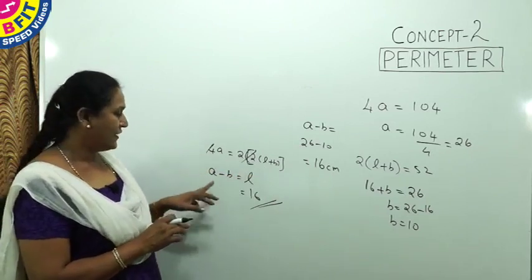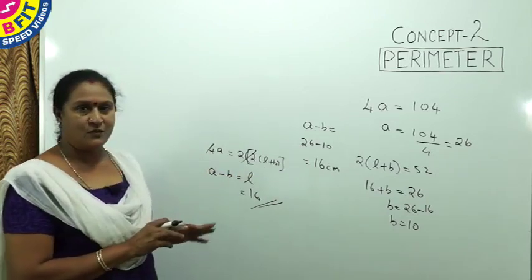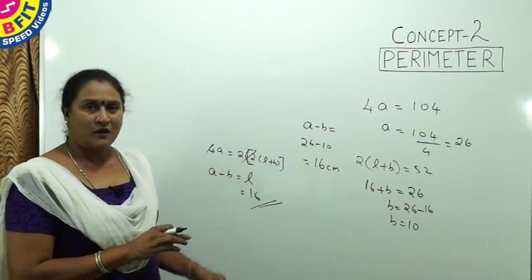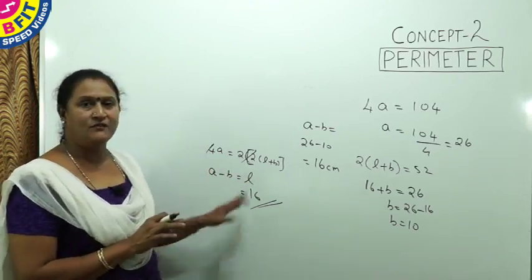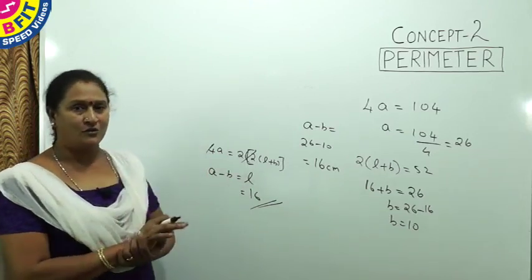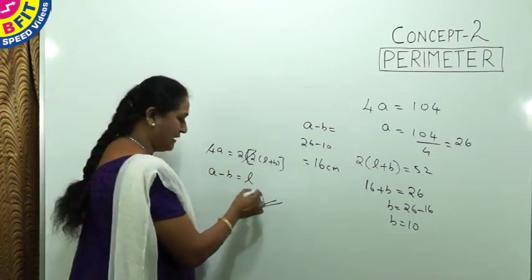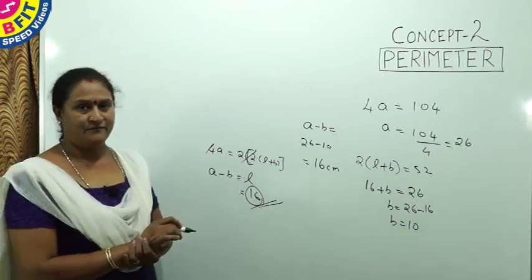So we are asked to find the difference between side and breadth. What is a minus b? Length. So whatever length is given in the question will be the answer. So no need to work out at all. So we have this data in the question itself.